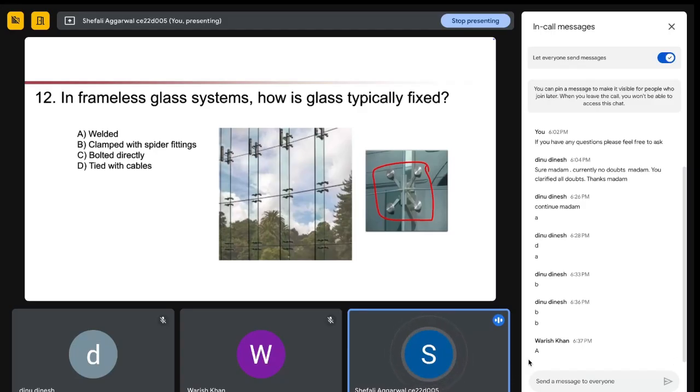No, we cannot weld the glasses, because heating will normally melt the glass. So in this case we will just clamp it with spider fitting. Because of its shape it's called spider fitting. And bolts also you can't put, because again it will break. So the only way to join the glass system when we don't have any frame is to use some clamping.